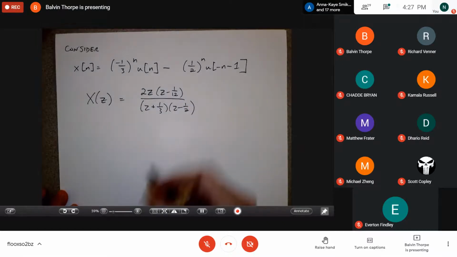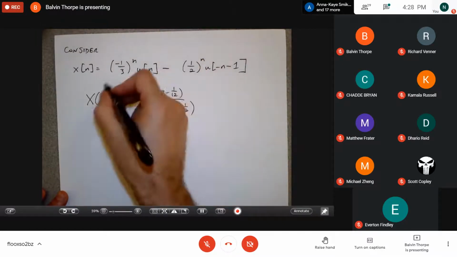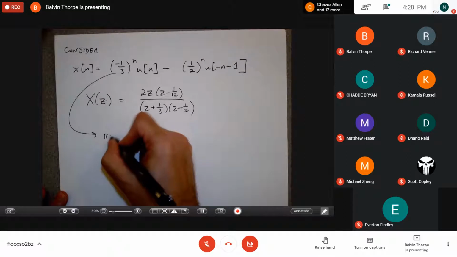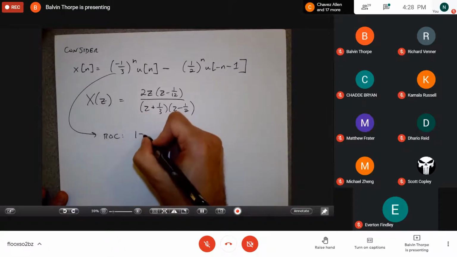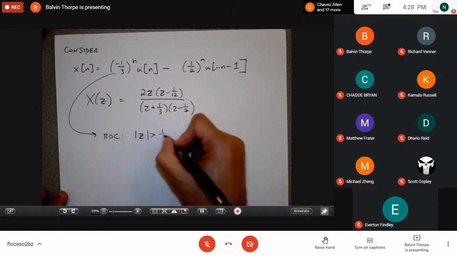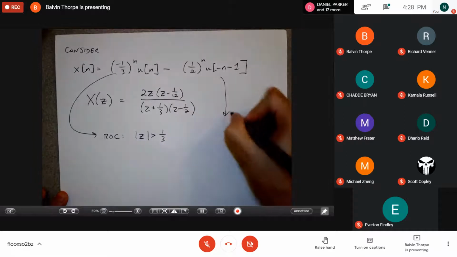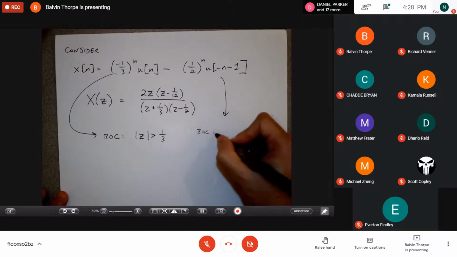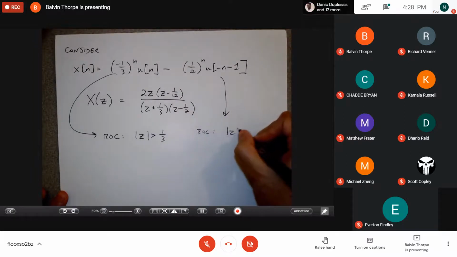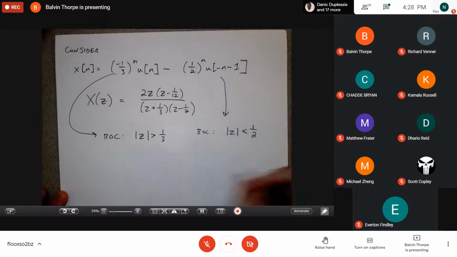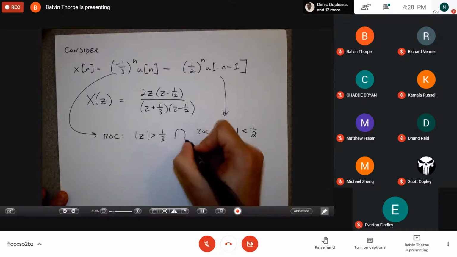But the ROC is different, right? Because the ROC for this guy is, again, the absolute value of z greater than a third. The ROC for this guy is the absolute value of z less than a half. And I can look at the intersection of those things.